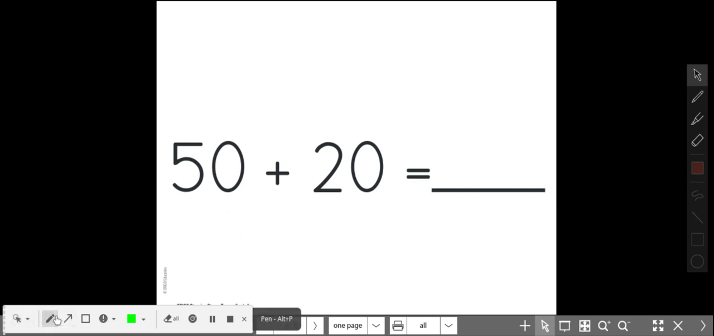So I can look at my numbers, 50 and 20, and I can see very easily that since 5 plus 2 equals 7, then 50 plus 20 would equal 70. So 5 plus 2 is 7, and 50 plus 20 equals 70. Let's look at the next one.